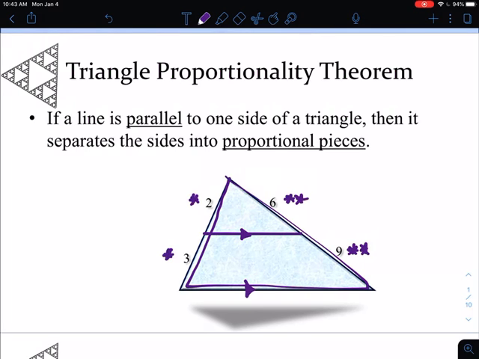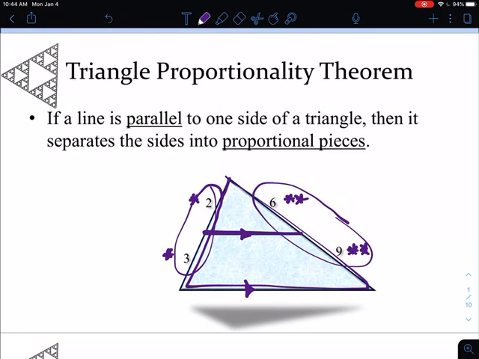So we notice that for this left side, this parallel line cut this side up into pieces of 2 and 3. On the other side, it cut it up into pieces of 6 and 9. So what this theorem is telling us, and this is going to be kind of a main theme throughout this section, is that these parts on the left get cut into the exact same proportion as these sides on the right.